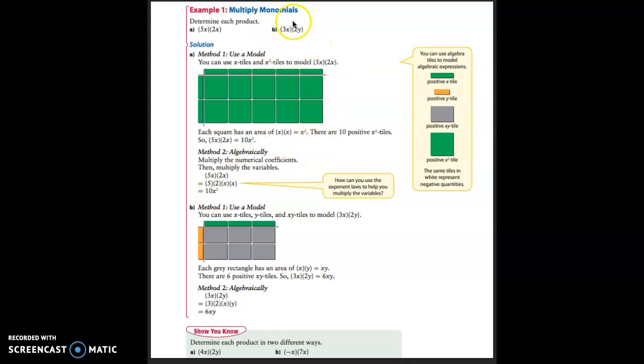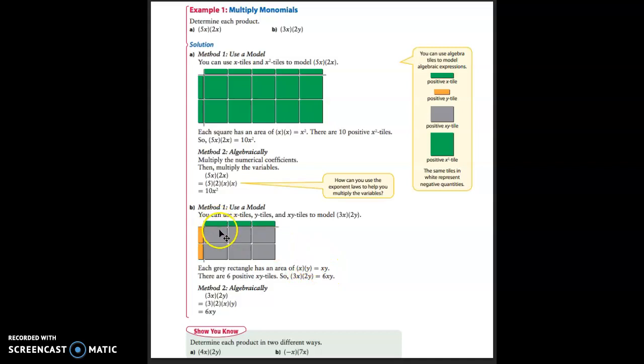Now, the second example, we have 3x times 2y. So right here, then we have 3 green tiles and 2 orange tiles. Now we know that x and y multiplying together will give you xy. So each gray rectangle has an area of x times y, which is xy.